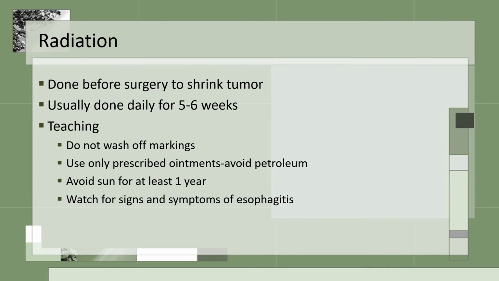Radiation that's done for lung cancer is usually done to shrink the tumor before surgery. It's done daily for 5 to 6 weeks. The teaching for the patients would be to not wash off the markings. They're used to locate where to direct the radiation.